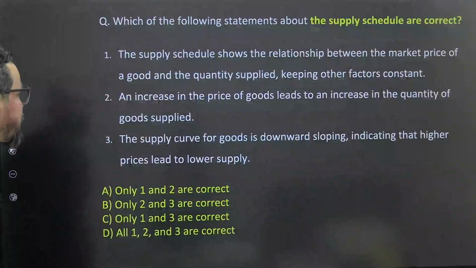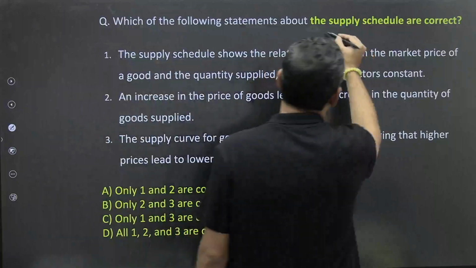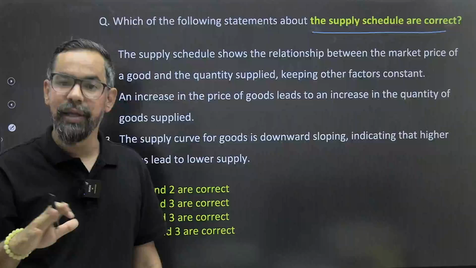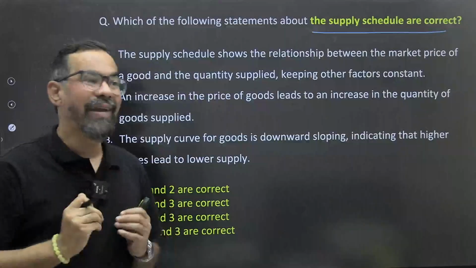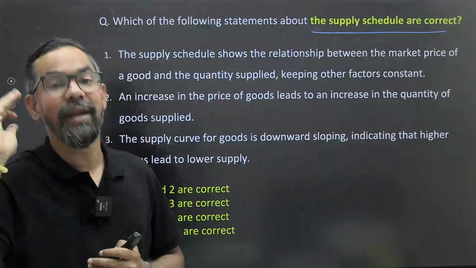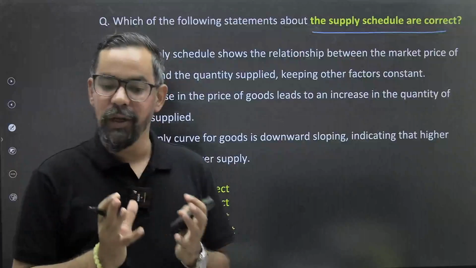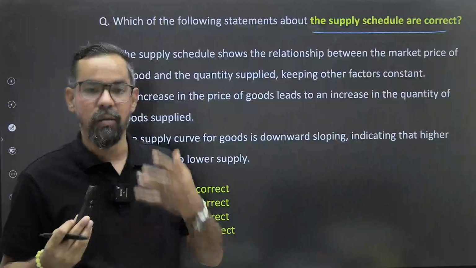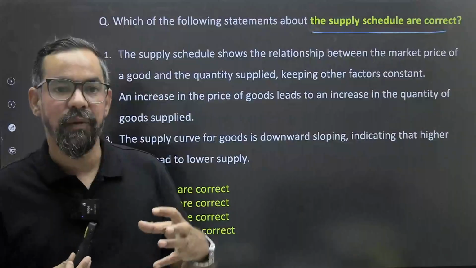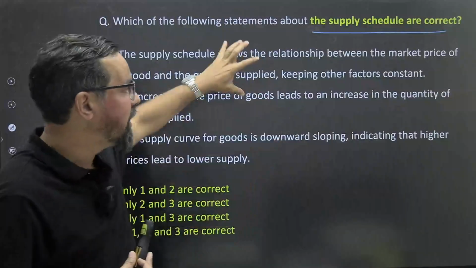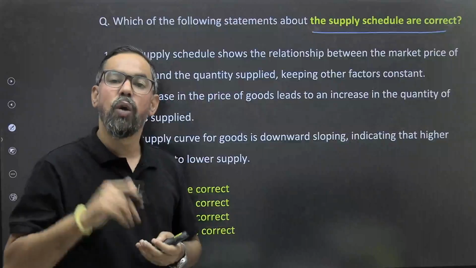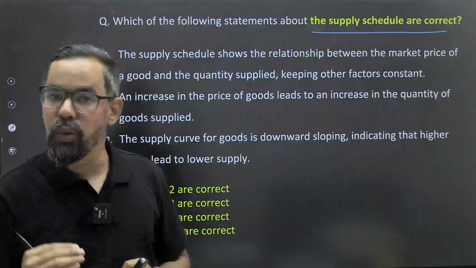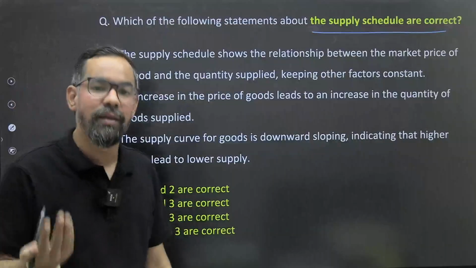Next one, guys. Which of the following statements about the supply schedule is correct? When it comes to the supply side, it is created by the businesses, right? Businesses want to sell their product at a higher price. The demand curve is for consumers, who generally want to purchase more quantity at a lower price and less quantity at a higher price. But with the supply curve, businesses want to sell more quantities at a higher price and fewer quantities at a lower price, right? Because they have to maintain their cost also.